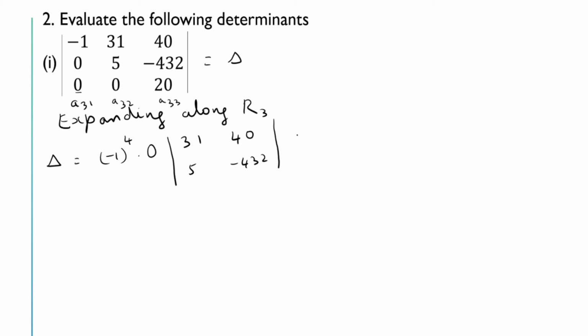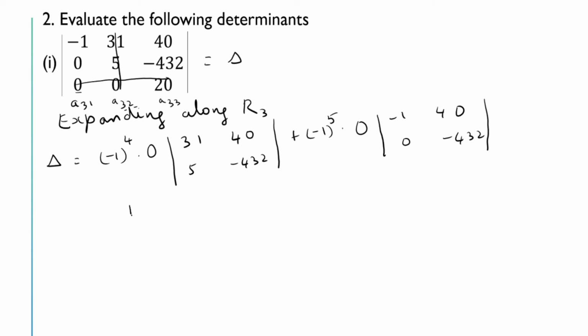here it will be plus minus 1 the whole raised to 3 plus 2, that is 5, into 0 into, here we have to delete the third row and the second column, into the determinant minus 1 4 0, 0 minus 4 3 2.